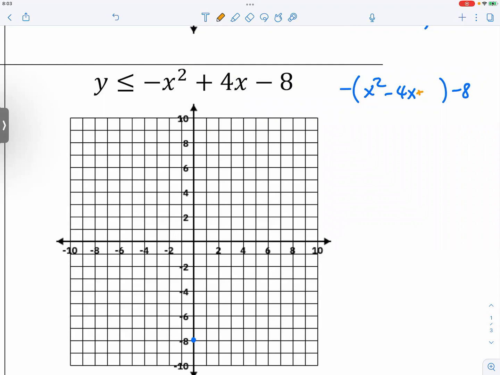It will be +4 because you divide this number by 2, which is 2, and then you square that number, which gives you 4. So if you add 4 here inside the parentheses, that means you have to subtract what? Well, not exactly 4. You have to subtract -4 because there's a negative out there.